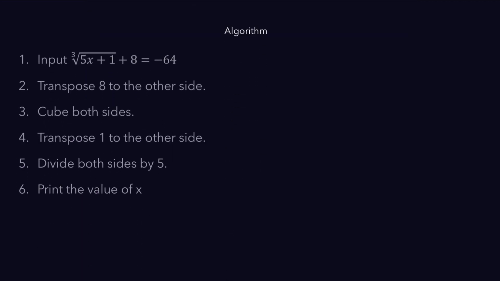Here, we have the algorithm for number 3. Step 1. Input the cube root of 5x plus 1, plus 8, is equal to negative 64. Transpose 8 to the other side. Cube both sides. Transpose 1 to the other side. Divide both sides by 5 and print the value of x.